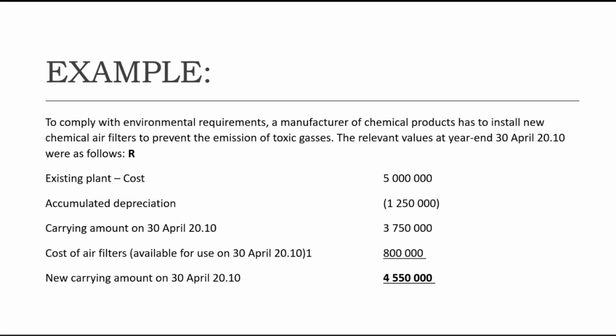Okay. So to comply with environmental requirements, a manufacturer of chemical products has to install new chemical air filters to prevent the emission of toxic gases. The relevant values at year end, 30th of April 2010, were as follows. So there's a company, the company has got equipment and other assets, and it is also saying that in order to comply with environmental requirements, the manufacturer has to install a new chemical filter. And the question is asking whether we should capitalize this chemical filter. In other words, should it be in the balance sheet? What do you think? Should this chemical filter be in the balance sheet?